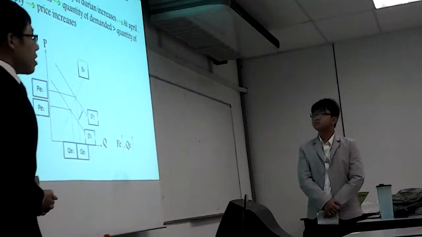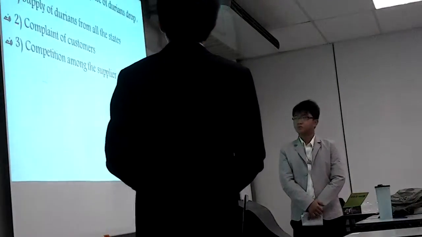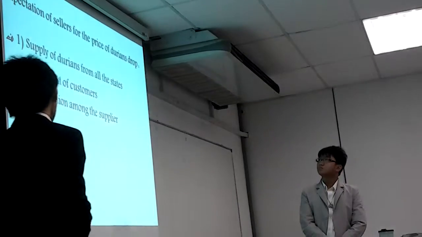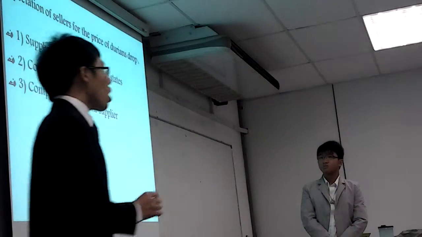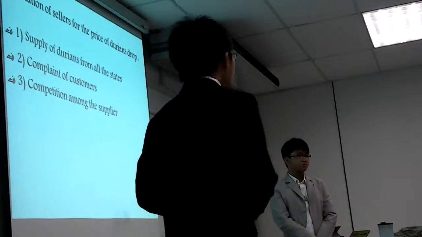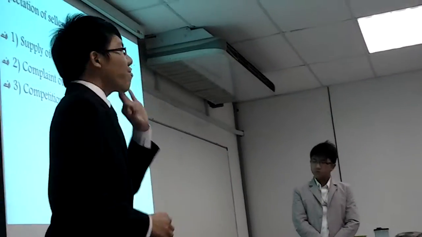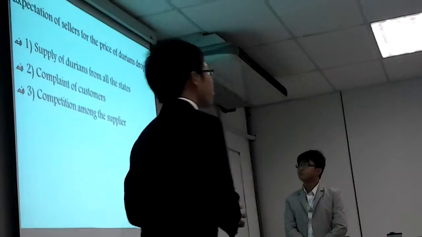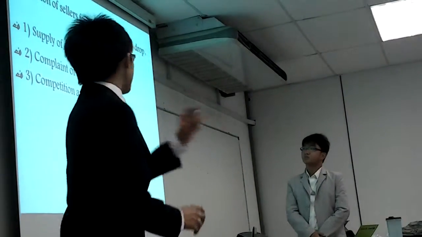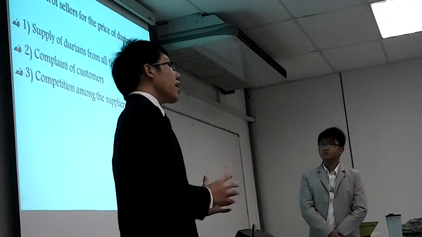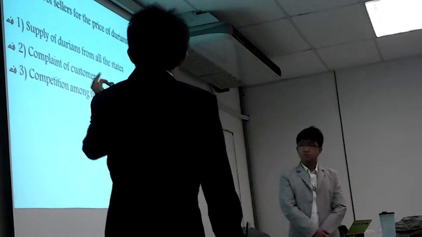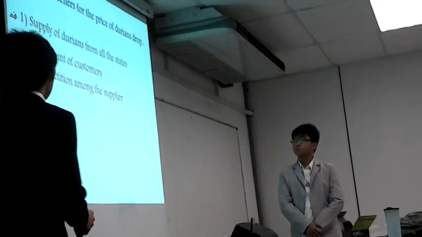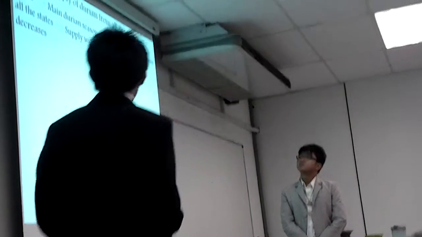again. Now, comes the second question of the assignment. What is the expectation of sellers for the price of durians to drop in June 2011? There are also a total of 3 factors. Number 1, it is due to the supply of durians from all the states. Number 2, it is due to the complaints of customers. And number 3, it is due to the competition among the suppliers. Let us go to the first factor.